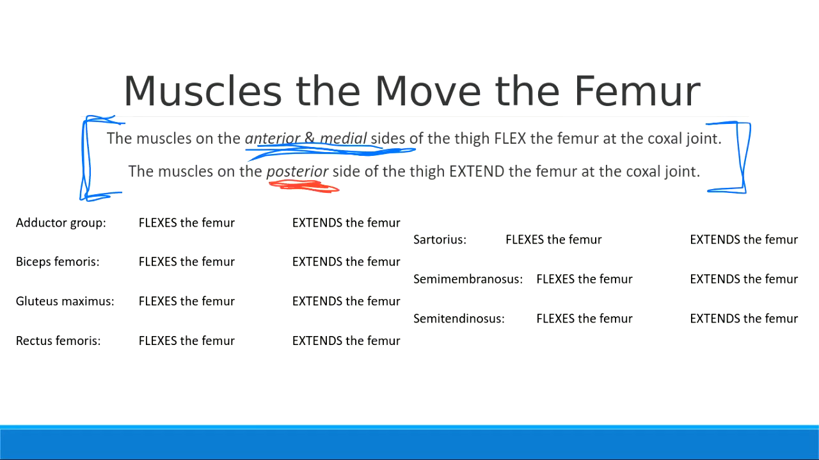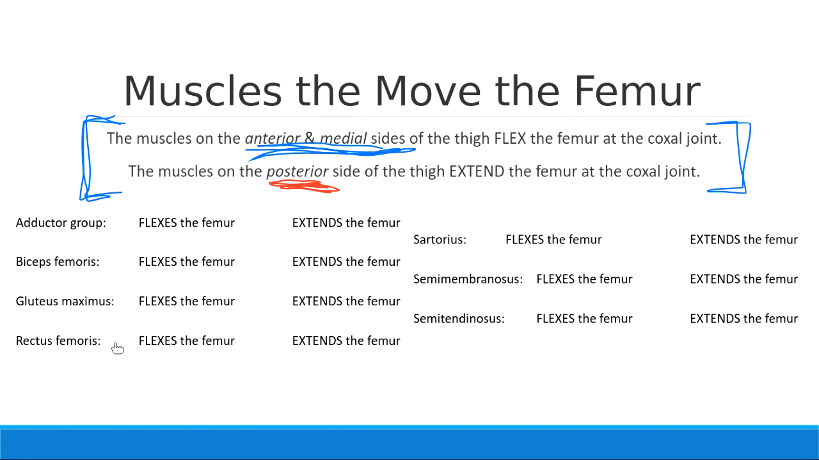This would be the way that if we were in class, this is how we would talk about this stuff. So let's go through our muscle list here, and we're going to mark whether this is an anterior and medial muscle or whether it's a posterior muscle. Probably the easiest way to do this, let's start with my muscles here on the left, my little left column right here.